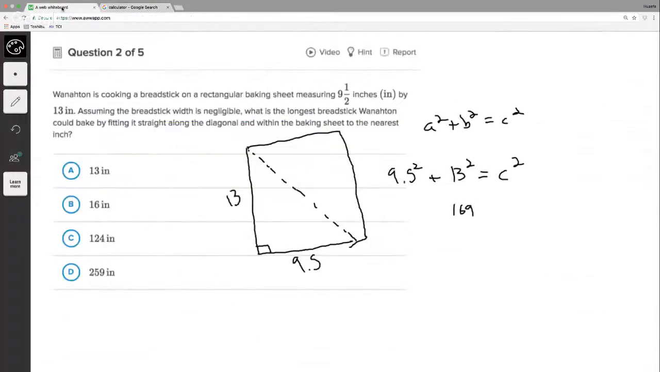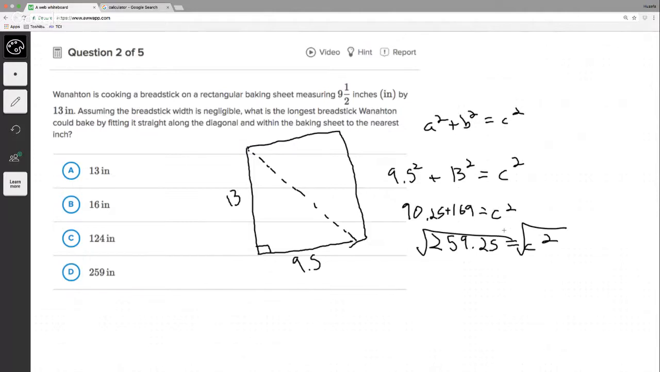That's 90.25, right? So we say 90.25 plus that equals c squared. And this becomes 259.25 equals c squared. And then we square root both sides.